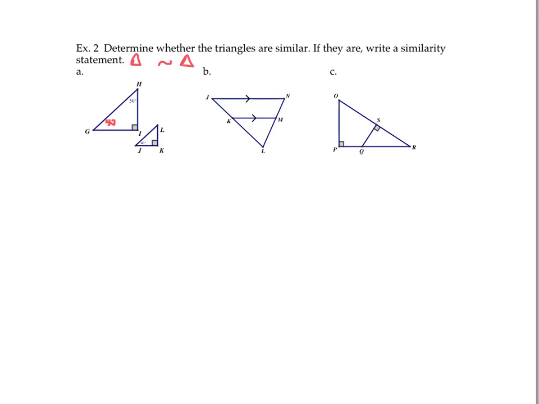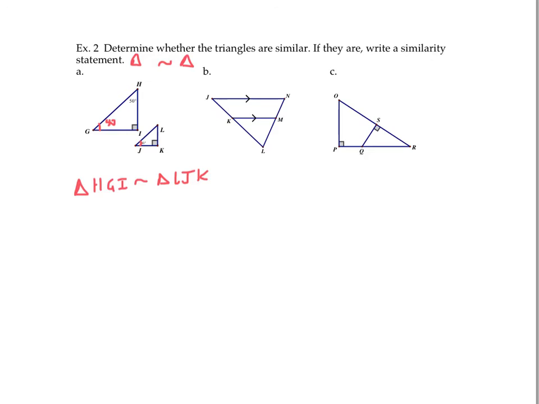Now check it out. Angle G is congruent to angle J, and I and K are congruent because they're both right angles. So we can make the conclusion that triangle HGI is similar to triangle LJK. Just watch the order in which you name everything.